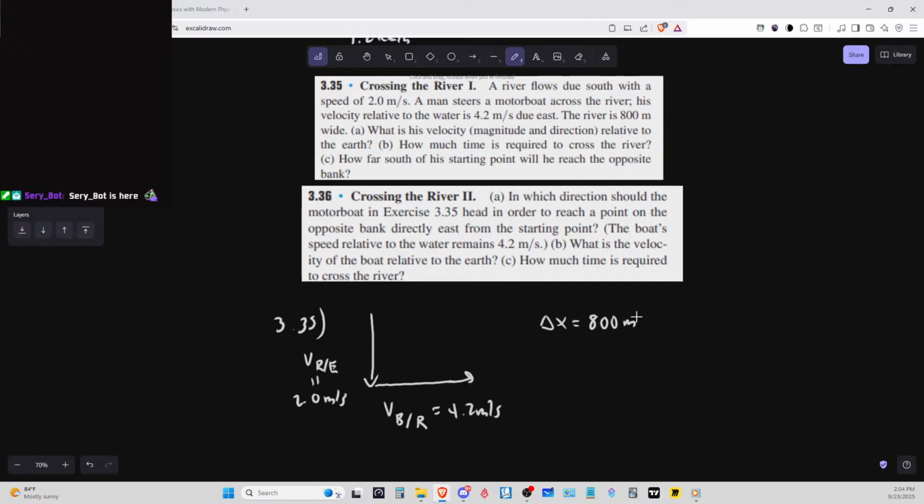Okay, so question A is basically, what is his velocity and direction relative to the Earth? Basically, we have to think about the river being one entity and the boat being another. But we also have to remember that what we're looking for is the boat relative to the Earth, and that would be equal to the boat relative to the river plus the river relative to the Earth.